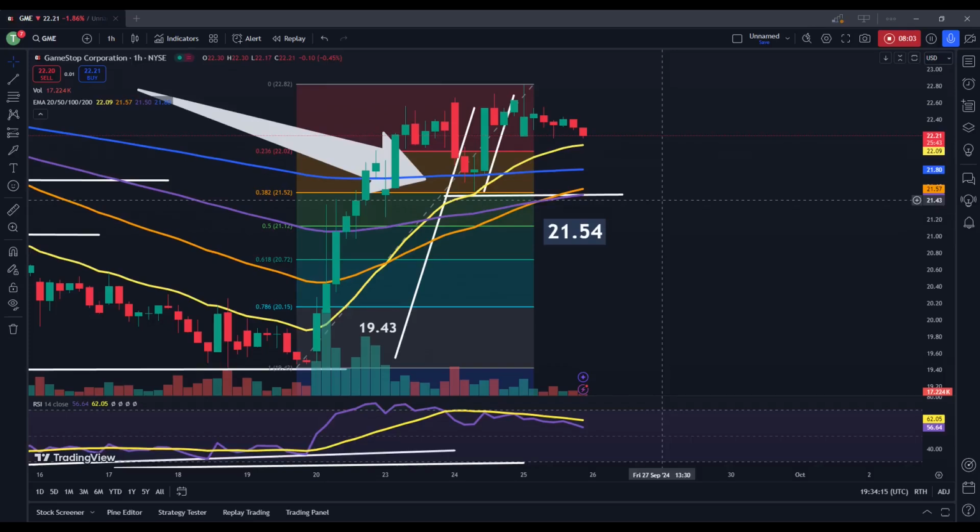Here's the current stock market update for GameStop Corporation, stock ticker GME.